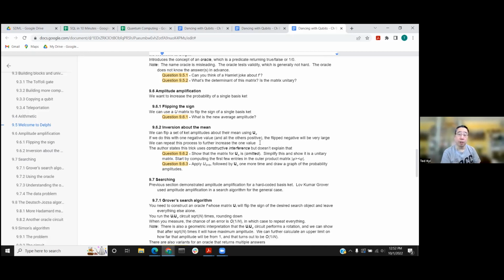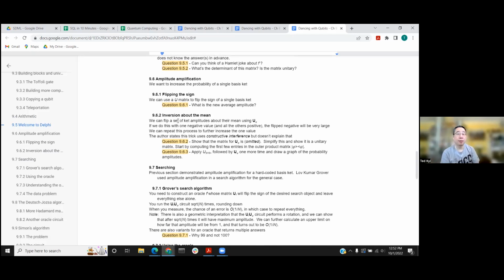All right, the real hard one is this second one, which is inversion about the mean. What we want to do is, if you have the amplitudes of your different basis kets, so I've been saying 16, the book I think used maybe fewer, maybe it only had 8 or something like that.